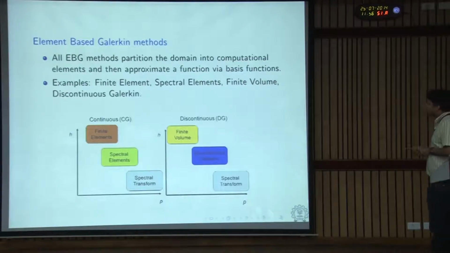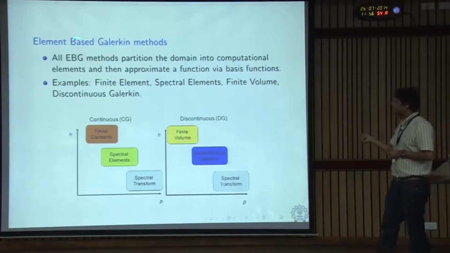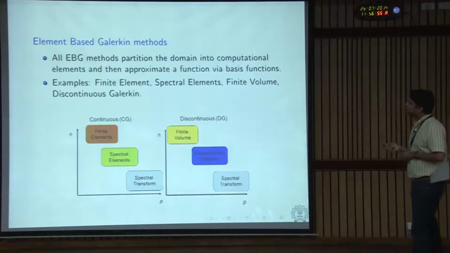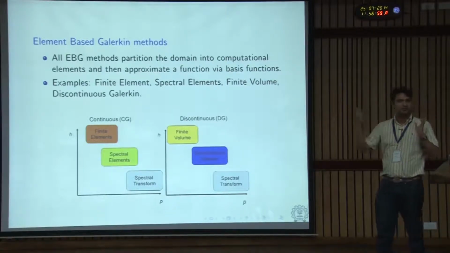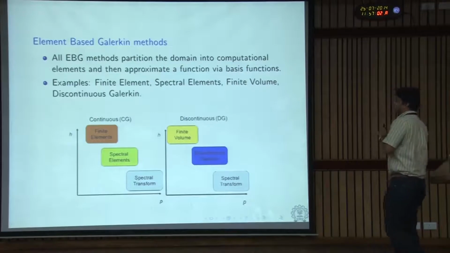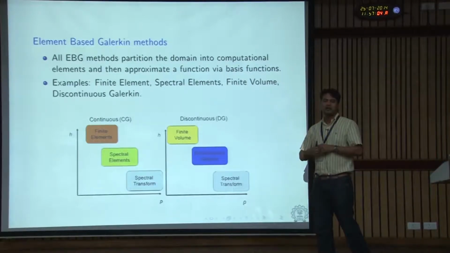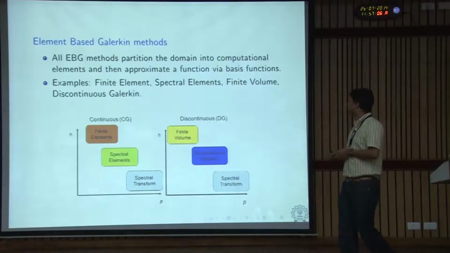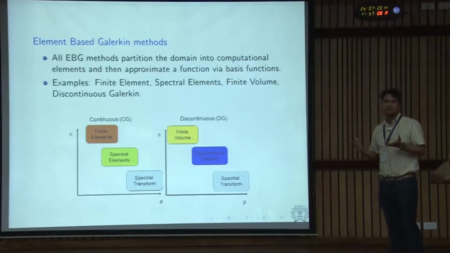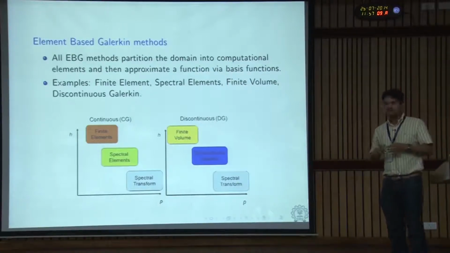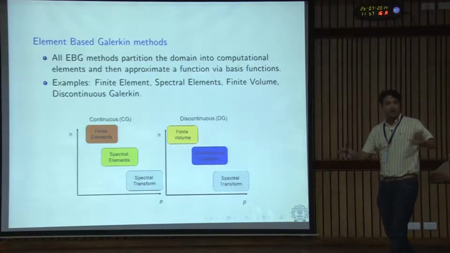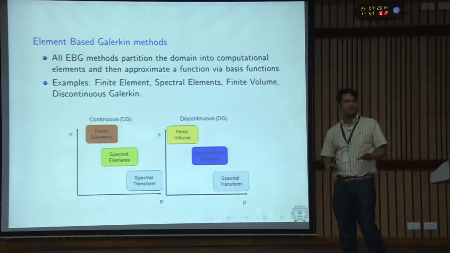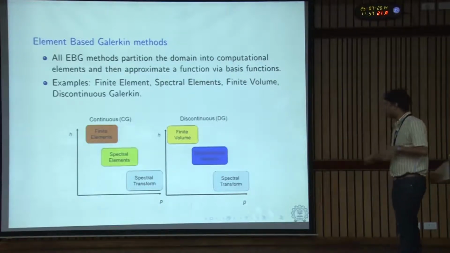So let's look at what I like to call element-based Galerkin methods. All these element-based Galerkin methods partition whatever your computational domain is into some computational elements, and then you approximate your solution using some kind of basis functions. Let's keep it general at this point. If you look at it, finite elements, spectral elements, finite volume, DG, etc., all essentially come from the same family of methods.